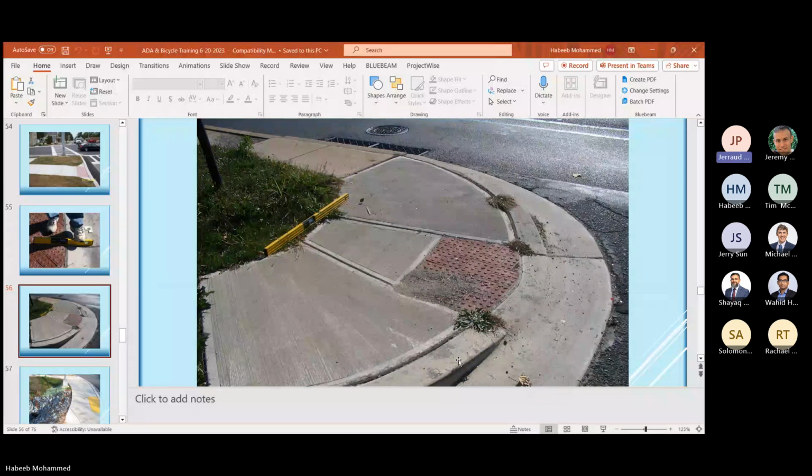There's not a 5x5 level landing area, and it doesn't look like a standard ramp. The detectable warning surface is greater than 2 feet, but I guess it can be as big as 5. Yeah, 5x5 landing. Okay. By the way, what kind of ramp are you going to fit here? Which kind?